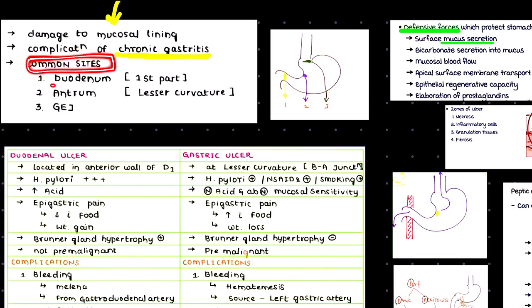Now, what are the common sites of peptic ulcer? The common sites are the first part of the duodenum, right? The antrum near the lesser curvature, and I said the gastroesophageal junction, right? These are the common sites.